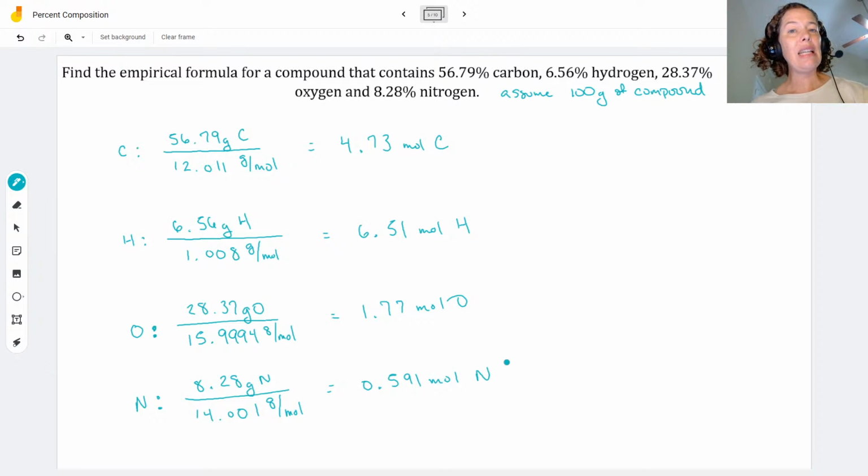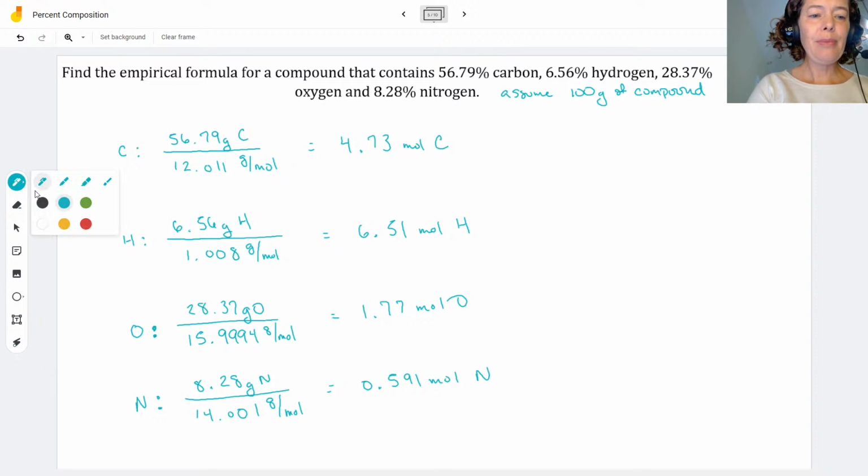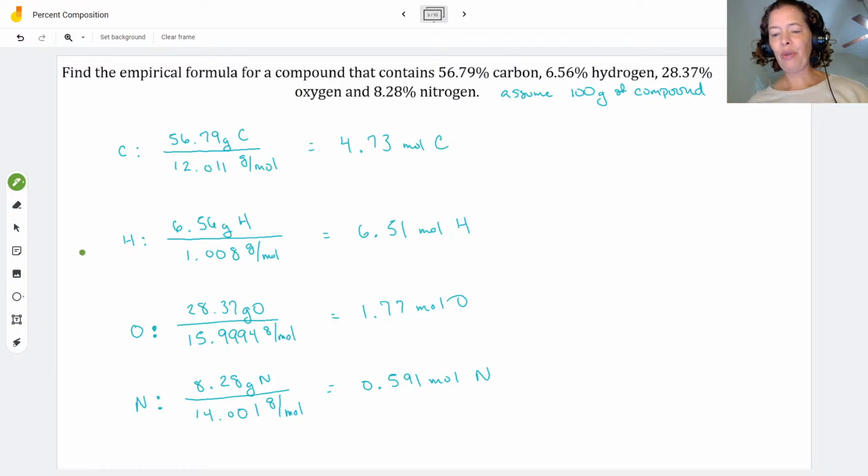Now that I have my moles of each of my elements from my percent composition, what I want to do is identify my smallest number of moles, or my fewest moles. And for this problem, that is going to be my nitrogen. It's giving me my smallest number. So I'm going to divide all of my other moles by that smallest number. And I am going to do this in green so you can see this is the second step, because when you come back and look at your problems, it kind of looks like everything happened at once. But remember, first you calculated your moles. Now you're dividing by your smallest number of moles.